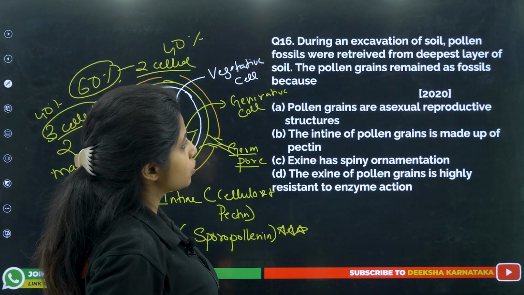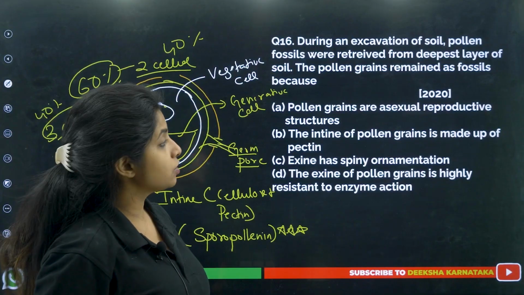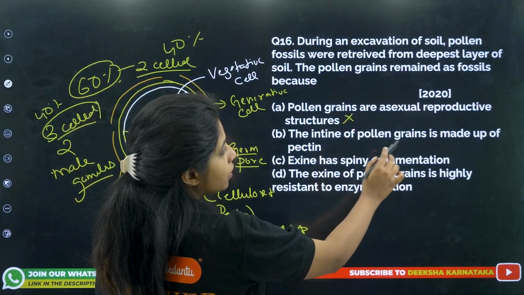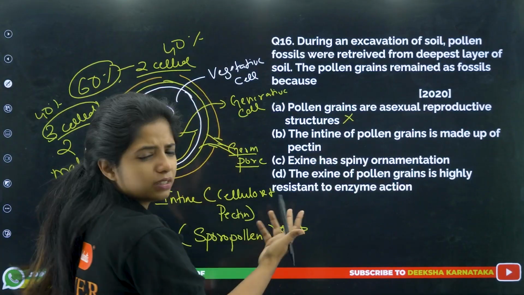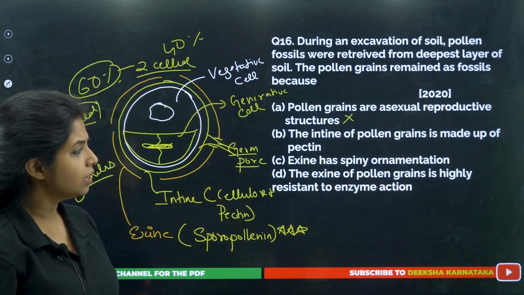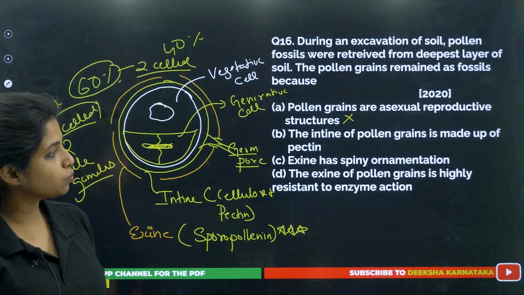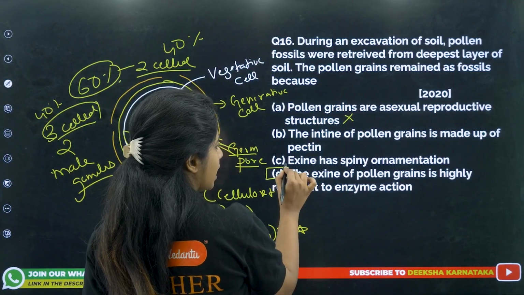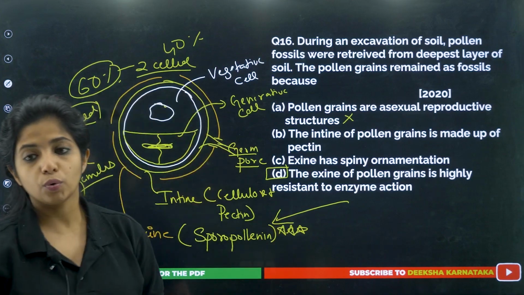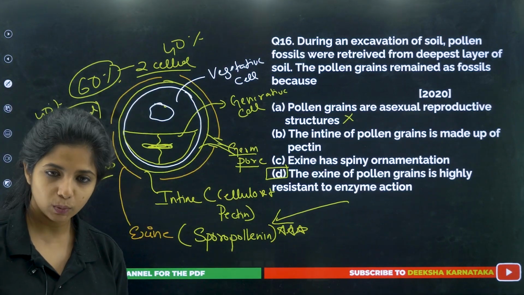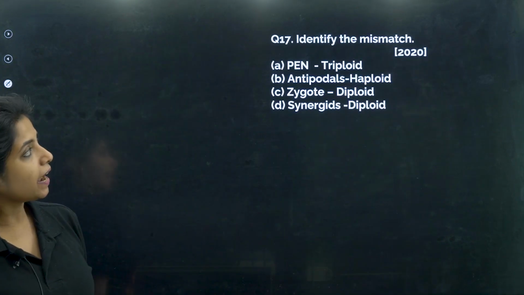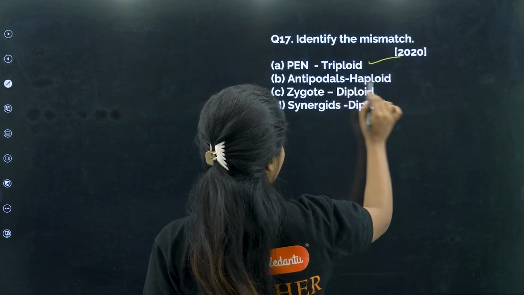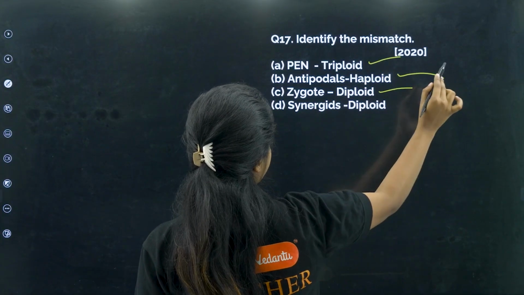So during an excavation of soil, why do you think the pollen grains remained as fossils? Pollen grains are asexual reproductive structures? No. The intine of pollen grains is made up of pectin? That is true, but that has no reason for it to survive during so many years, right? Exine has a spiny ornamentation? No. The exine of pollen grains is highly resistant to enzymes because it is made up of sporopollenin. Works easy. Next, identify the mismatch. PEN is triploid. Yes. Antipodal is haploid. Yes. Zygote is diploid. Yes.